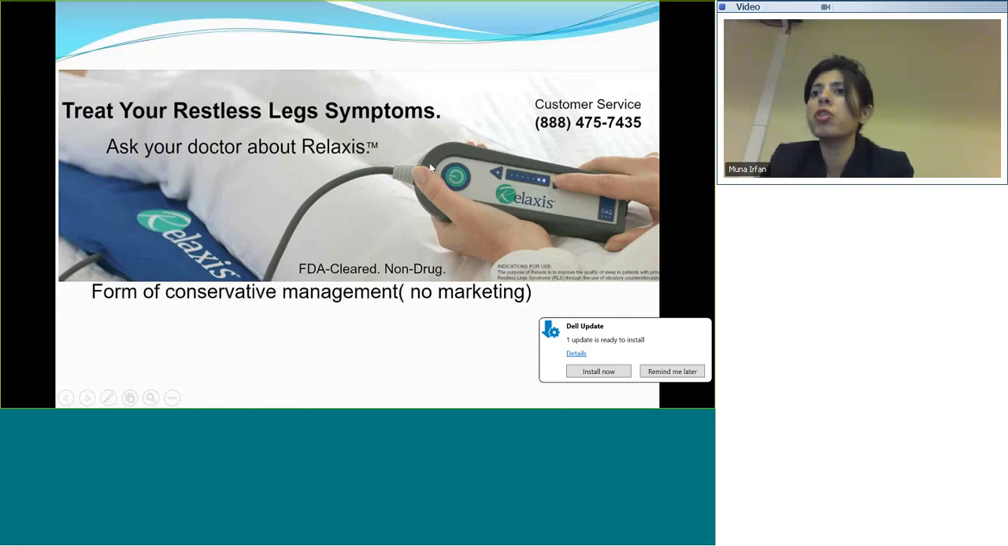So this is the last thing I wanted to show you. This is also a type of conservative management. This company came up with this Relaxus device, which is just a mat, but you could call it more like a massaging mat, which gives a little bit of tactile stimulation. This is a patient's legs, of course, who's lying on this mat. And through this remote control, the vibrations could be set up at various intensities.